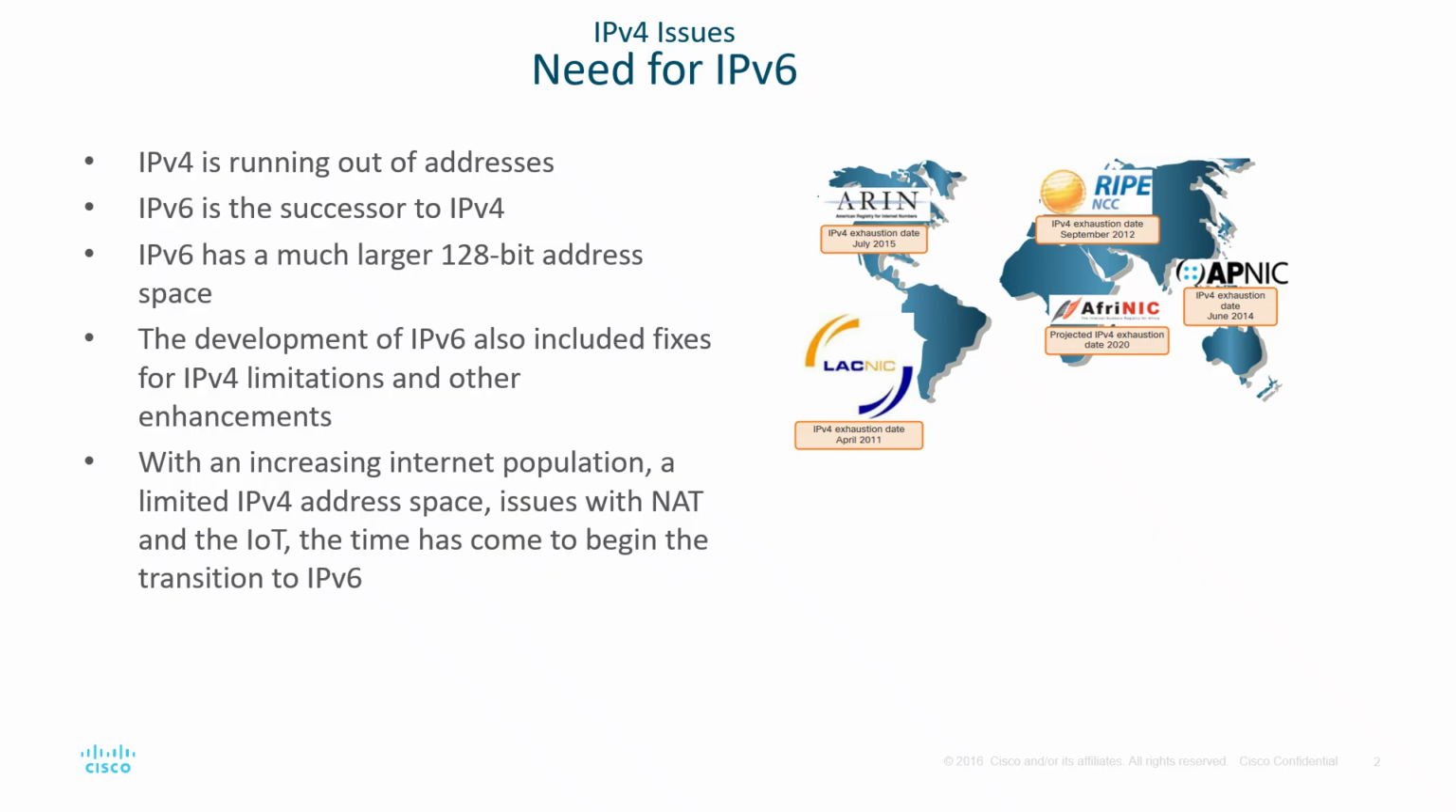So it has a much larger 128-bit address space. The development of IPv6 also included fixes for IPv4 limitations and other enhancements. So with an increase in internet population, a limited IPv4 address space, issues with NATing, and the Internet of Things, the time has come to begin the transition to IPv6. Again, in the depiction here, you can see the actual exhaustion dates of IPv4 within each one of those registries.